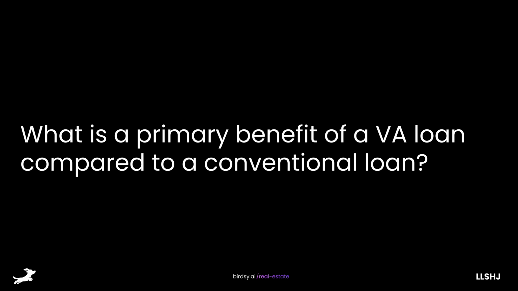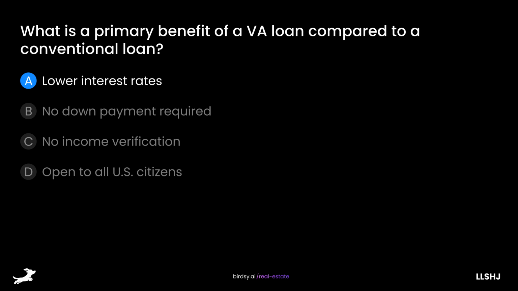What is a primary benefit of a VA loan compared to a conventional loan? Is it A, lower interest rates? B, no down payment required? C, no income verification? Or D, open to all U.S. citizens? The answer is B, no down payment required.